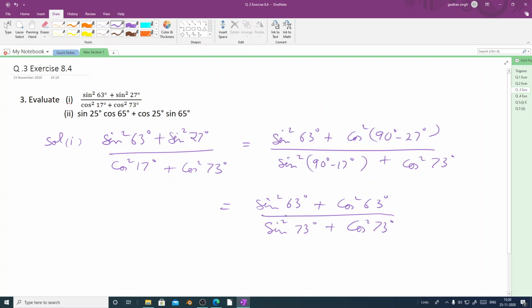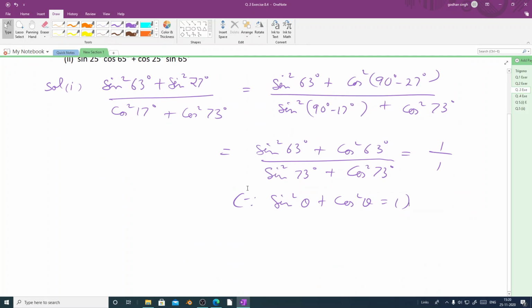So now we can use the identity, that is sine square theta plus cos square theta equal to 1. It is a must that the angle which sine and cos include should be the same. So here for sine as well as cos we are having the same angle, that is 63 degree. Same in the denominator we are having the same angle 73 degree for sine and cos. So we can write the numerator as 1, and in the denominator also we can write 1. Why? Because sine square theta plus cos square theta is equal to 1. So therefore the value of this is equal to 1, because 1 over 1 is 1.